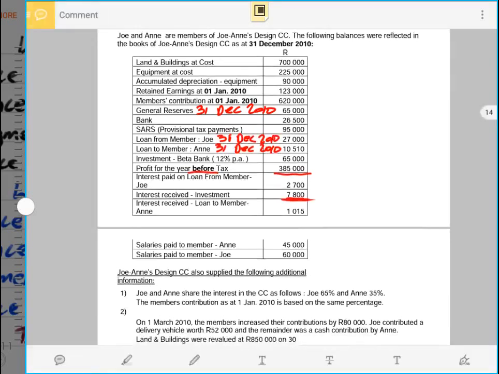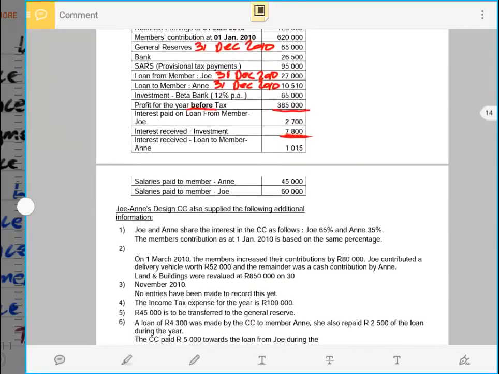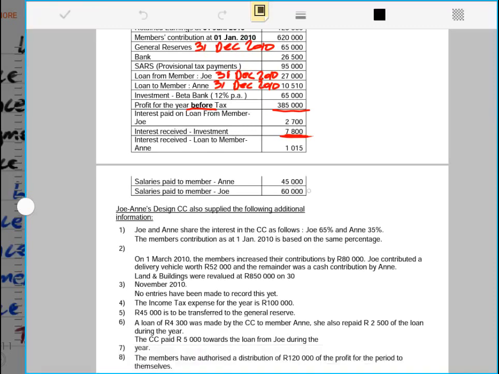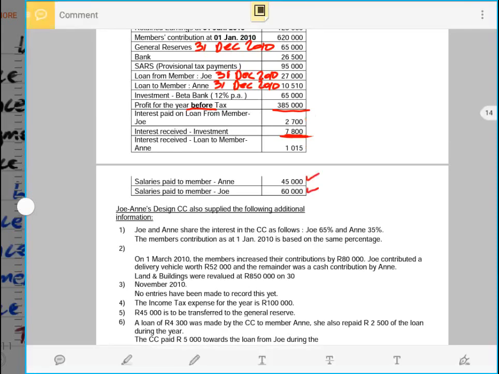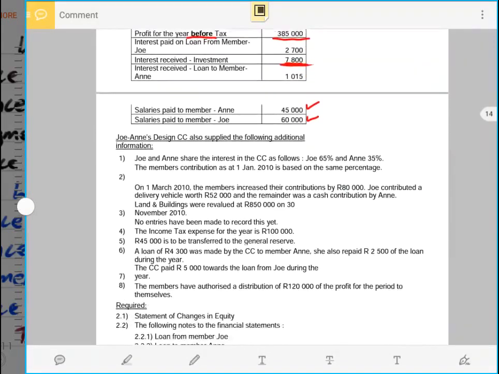Then we have salaries that were paid to members: 60,000 rands and 45,000 rands respectively, to member N and Joe. So now we know that the salaries and this interest will be recorded in a note on transactions with the members, because the interest on loans between the members and the CC, and the salaries of the members, are transactions between the members and the close corporation.